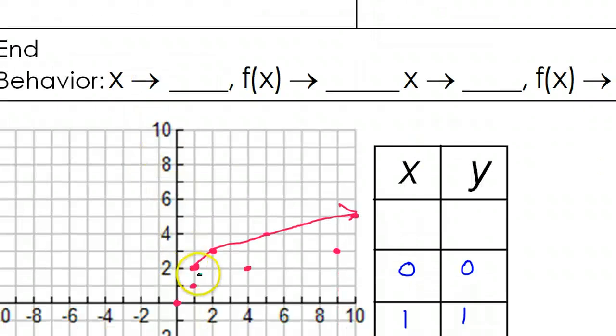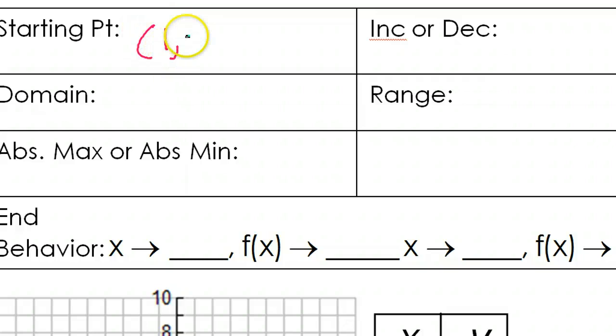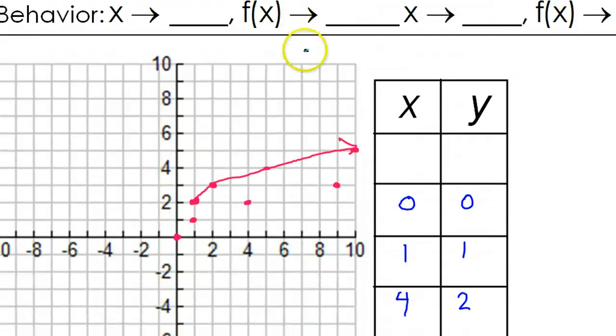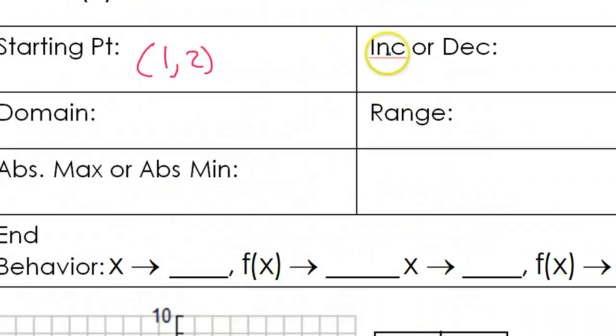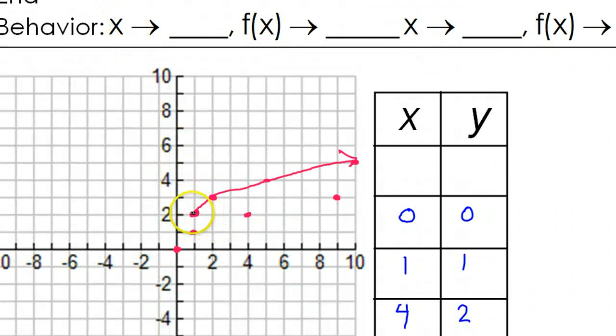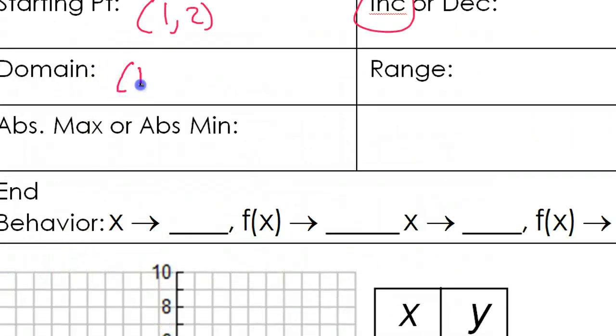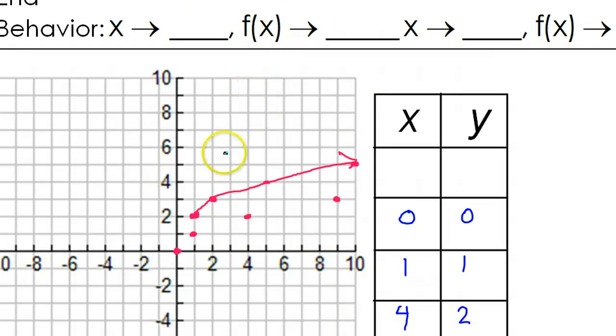The starting point is this (1, 2). Alright, is it increasing or decreasing? Well, it's going uphill the entire way from left to right, so that's increasing. The domain is the x values. The x values go from 1 to infinity, and that needs to be a square bracket. The range, that's the y values. The y values go from 2 to infinity.